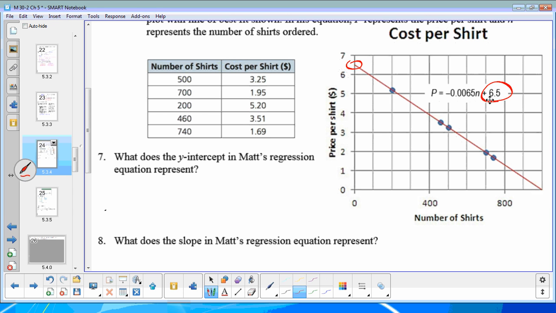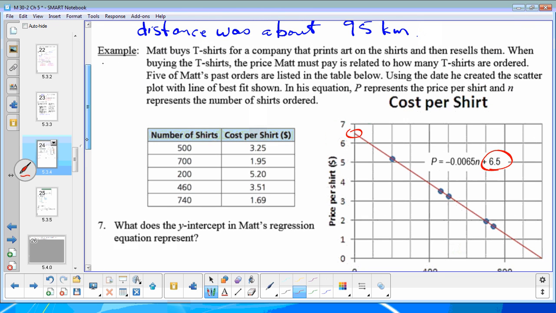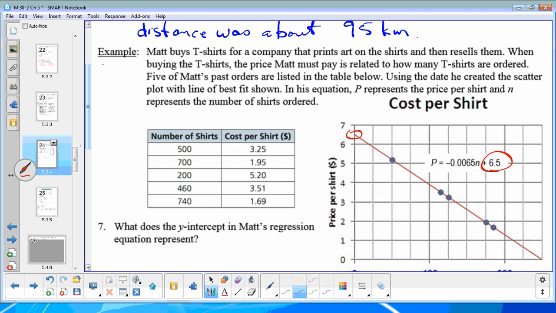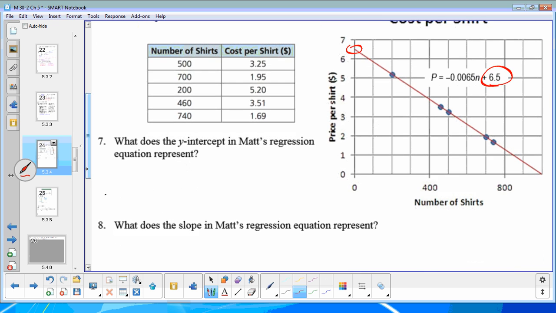Reading, you want another shot? Is it how much the shirt costs after the sale, the cost per shirt at 0? Except here, I think it's talking about buying shirts, isn't it? So P is the price per shirt and N is the number of shirts ordered. So he's buying shirts. So yeah, which is kind of a useless number because he's never going to order 0 shirts.